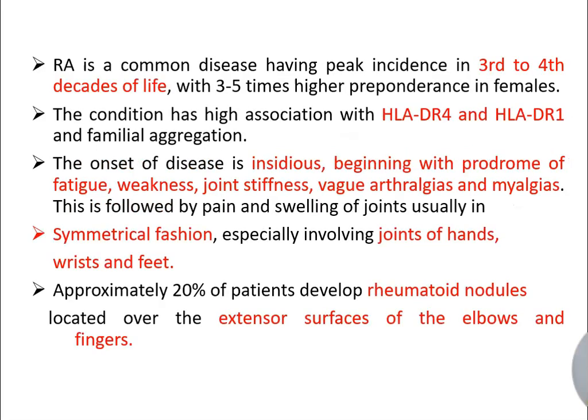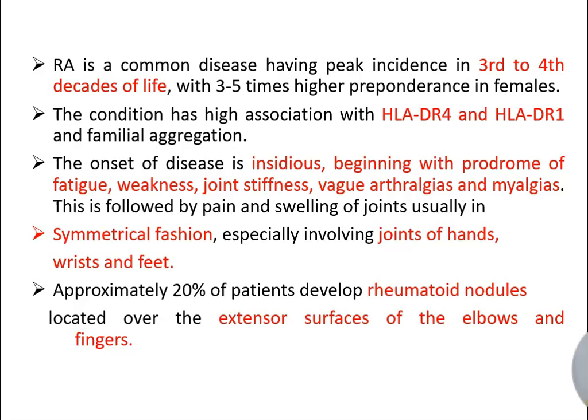Rheumatoid arthritis is a very common disease, having a peak incidence in the third to fourth decade of life, particularly in the age range of 30 to 40. The risk is almost 3 to 5 times higher in females compared with males, and the condition has a high association with human leukocyte antigen DR4 and DR1, and particularly familial aggregation. These are very important risk factors for the high incidence and prevalence.